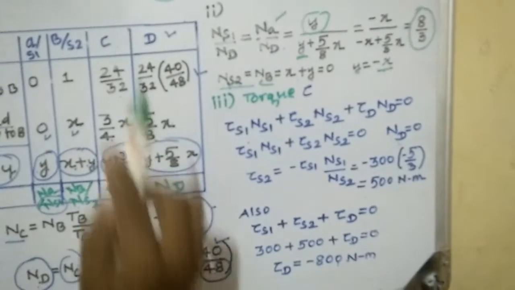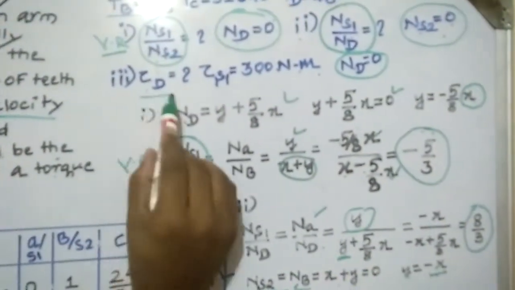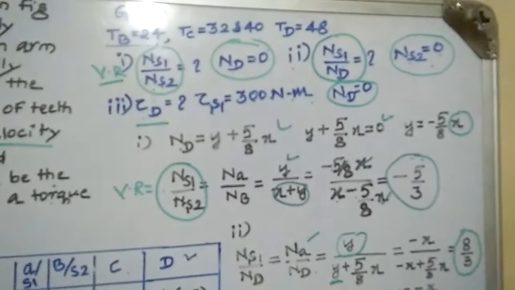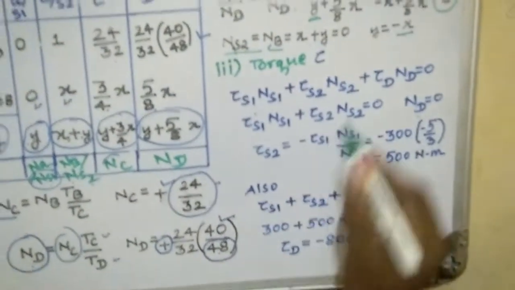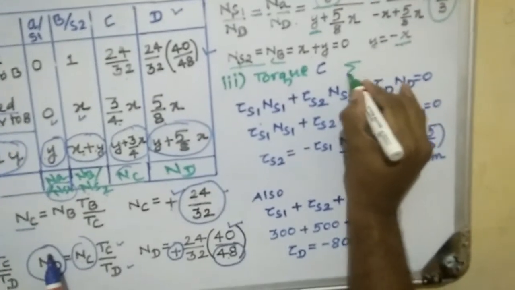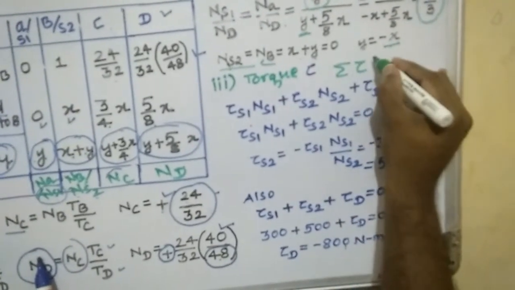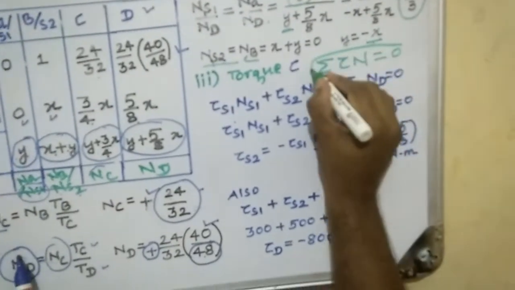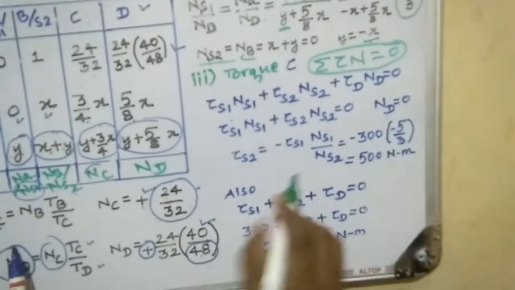Then the third part is important: you have to find the torque. I have taken the torque as tau D, that is the symbol. Everybody knows this as a symbol. This is a formula, a product of torque and speed. I have solved this also: the sum of torque into speed equal to 0. This formula I have derived in a previous video.